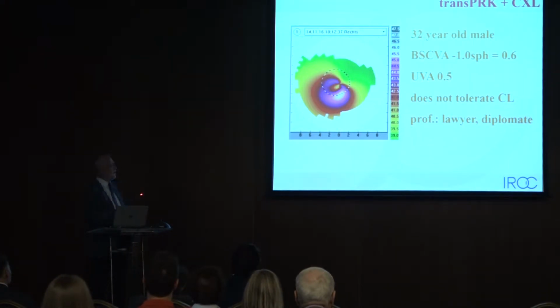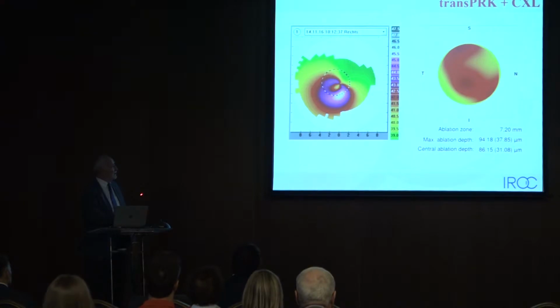And that's why we did a cross-linking first. And after cross-linking, it still looked pretty much the same, and we then did a topography-guided treatment. So we did some treatment over the hill, not too much. Maximal ablation is 37 microns only, and we got rid of this astigmatism.